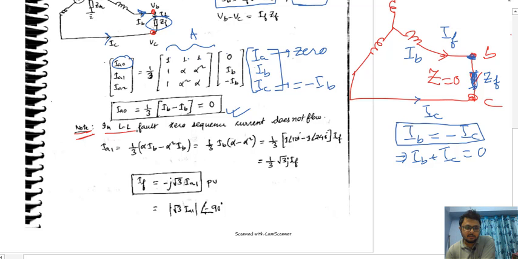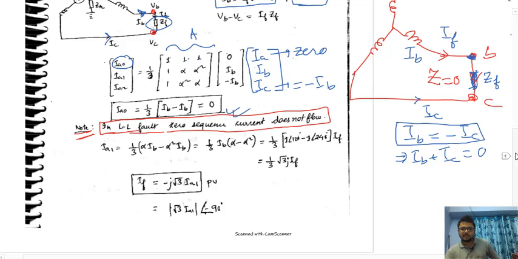Okay, in a double line fault, zero sequence current does not flow. Remember, in a double line fault, only double line, there is no zero sequence current. Now let us see what the positive sequence and negative sequence currents are.